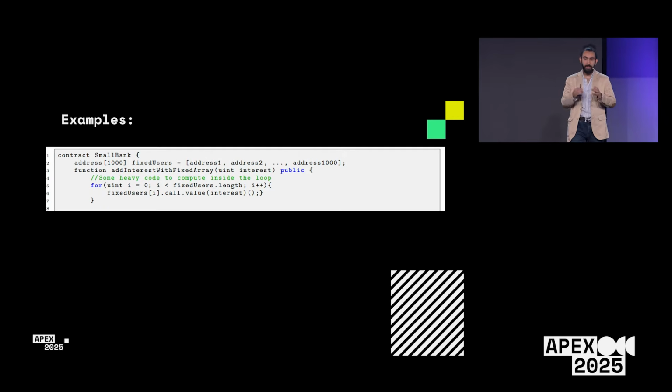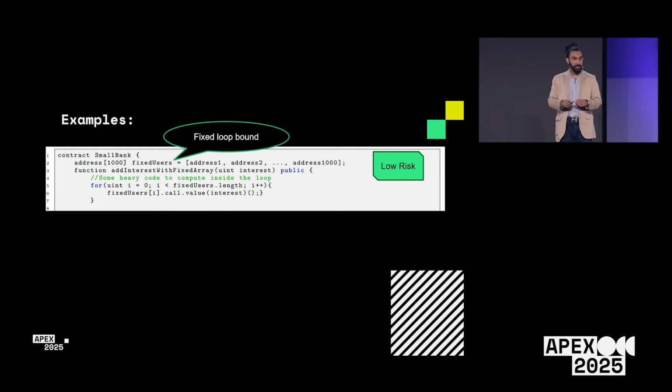That means if we ever run out of gas at any point in this loop, all the operations up until that point will be reverted back. So let's say we perform the first 999 users, we add interest to them, and then we run out of gas. What happens is that all those 999 operations will be reverted back, and no one gets their money.